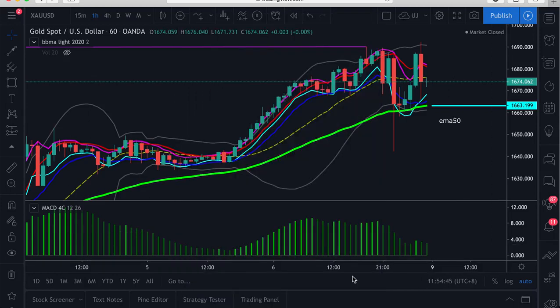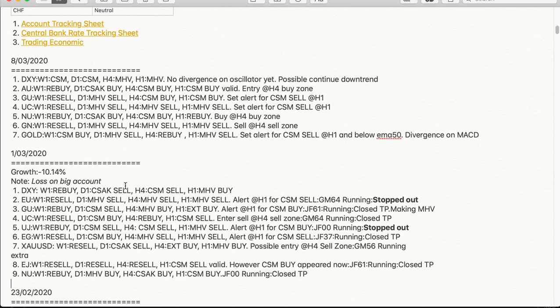Okay, all right, so that's it for this week. We recap. DXY, our bias is sell, continue downward trend. AU, we're going to buy. GU, we're going to wait for CSM sell on H1. UCAD is the same thing, wait for CSM sell. NU, we can buy at the H4 buy zone. GN, we can sell at the H4 sell zone. And gold, we need to wait for CSM sell and check if the candle is below EMA 50, and we only see divergence on the higher time frame.